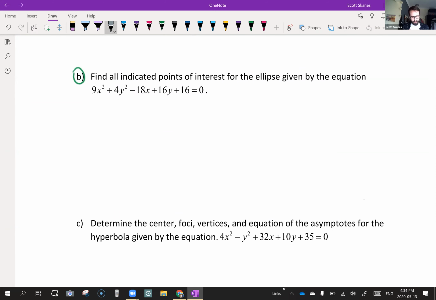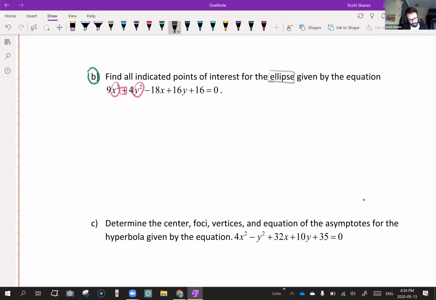Find all indicated points of interest for the ellipse. So it's an ellipse given by this equation. So same idea I was just talking about. How do you know it's an ellipse? It has an x squared and it has a y squared, and there's two different numbers in front of them. And you can see that there's a plus in the middle, so it must be an ellipse. I can even tell you the shape, but we don't really care right now.